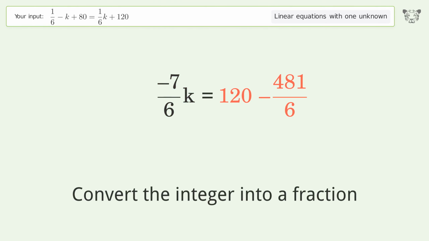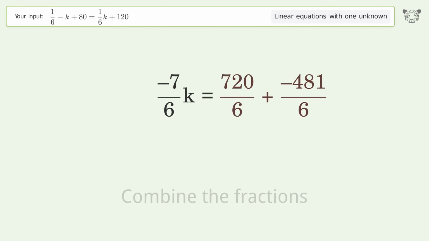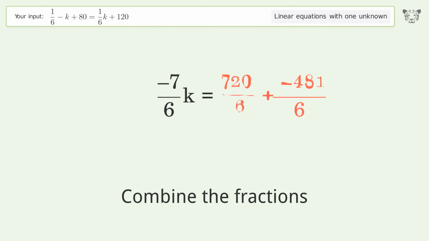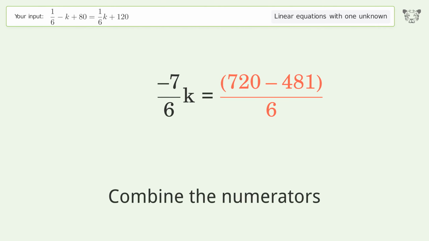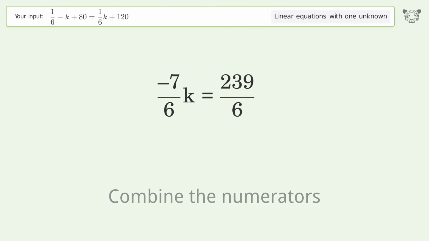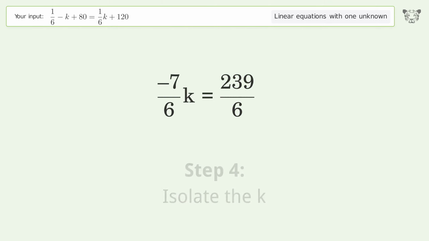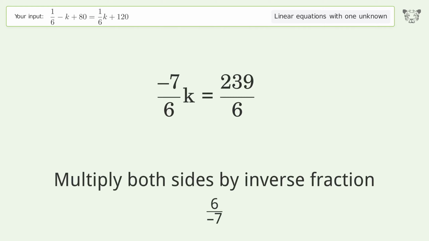Convert the integer into a fraction. Combine the fractions. Combine the numerators. Isolate the k. Multiply both sides by inverse fraction 6/-7.